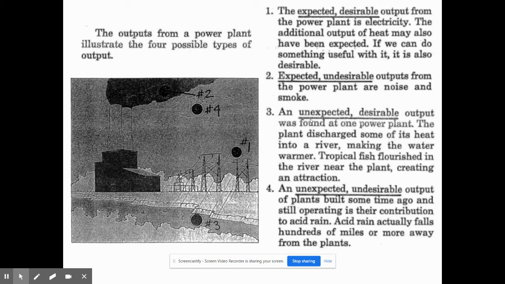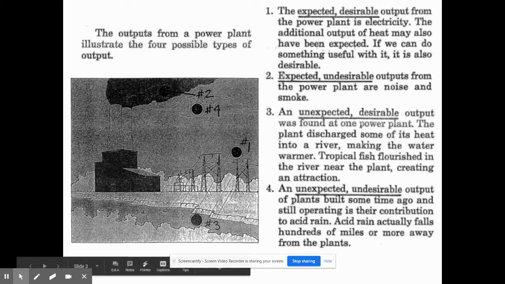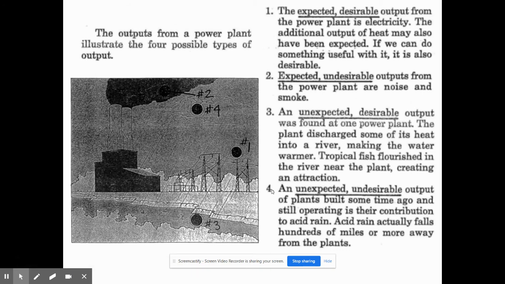Number three, unexpected desirable output that's pointing over to the river was found at one power plant. The plant discharged some of its heat into a river, making the water warmer. Tropical fish flourished in the river near the plant, creating an attraction. So that's desirable because you wanted it to happen, but it was definitely unexpected.